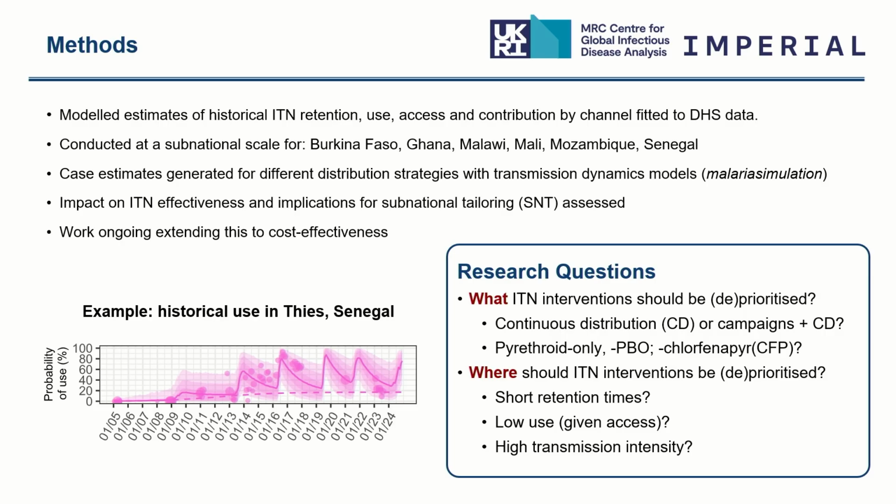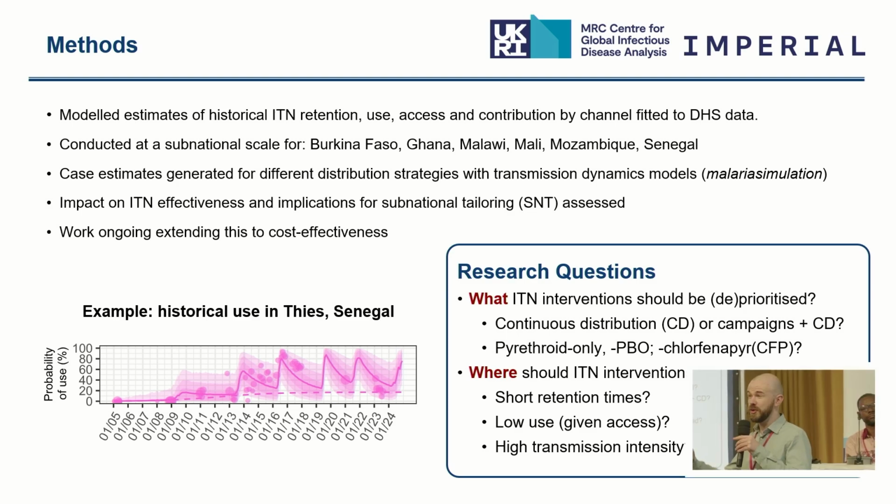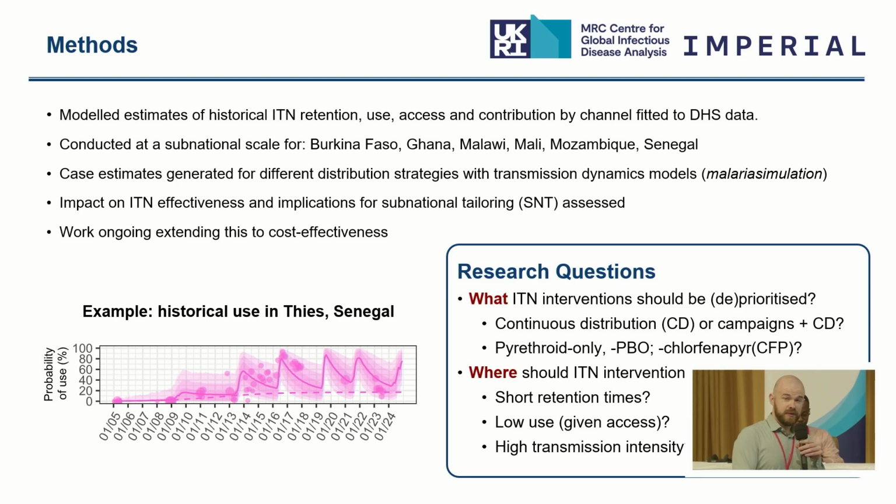Should we only focus on regions with high transmission intensity, or should we be thinking about other factors such as short retention time? Should we be distributing nets more frequently to those areas? And also potentially areas of low use given access. Again, are those potentially regions where we should be distributing more nets so that we have more equitable and subsequently more impactful outcomes?